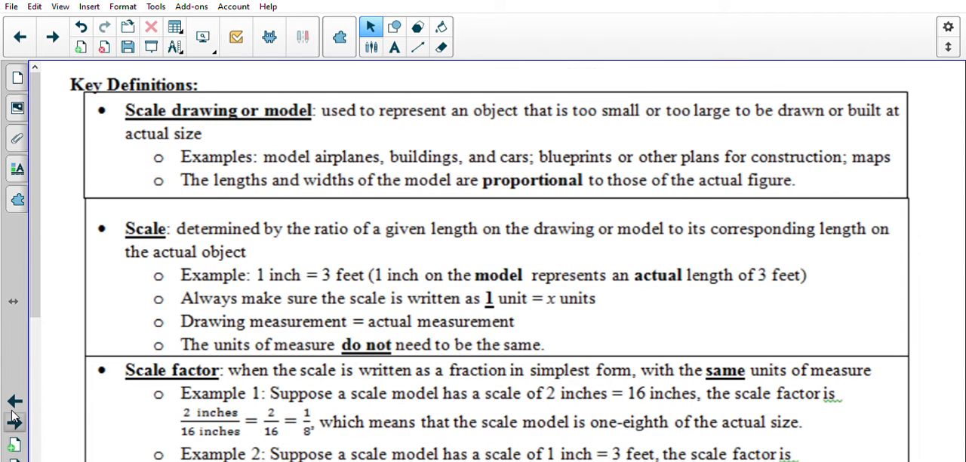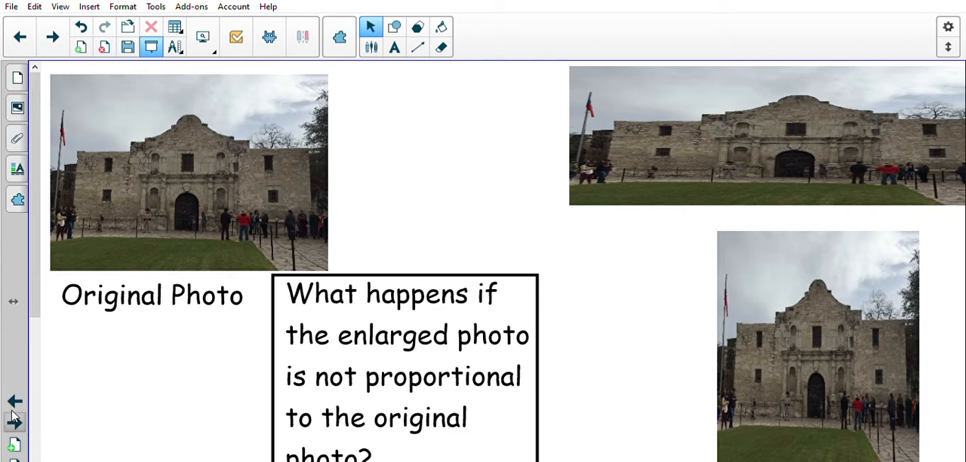What's really important for us with scale drawings and models, and I do want to mention this, is we want to make sure that the lengths and widths of our model or drawing, whether it's on paper, whether it's an actual model itself, whether it's a computer diagram or a computer image that we're creating, we want to make sure that the dimensions are proportional to the actual figure.